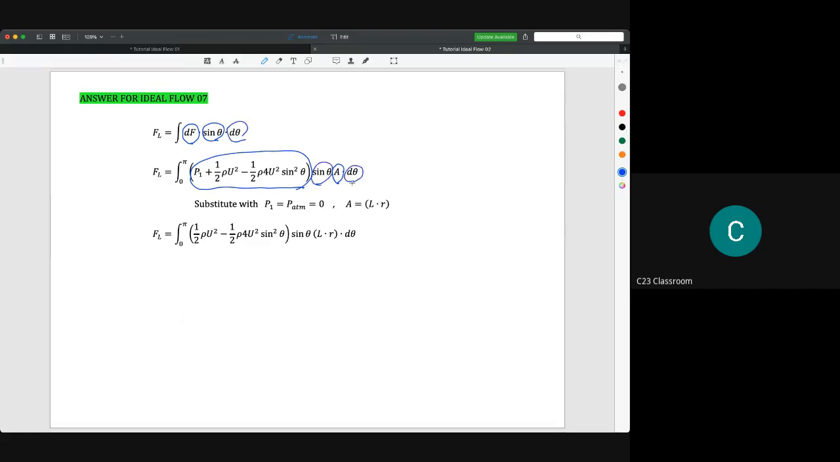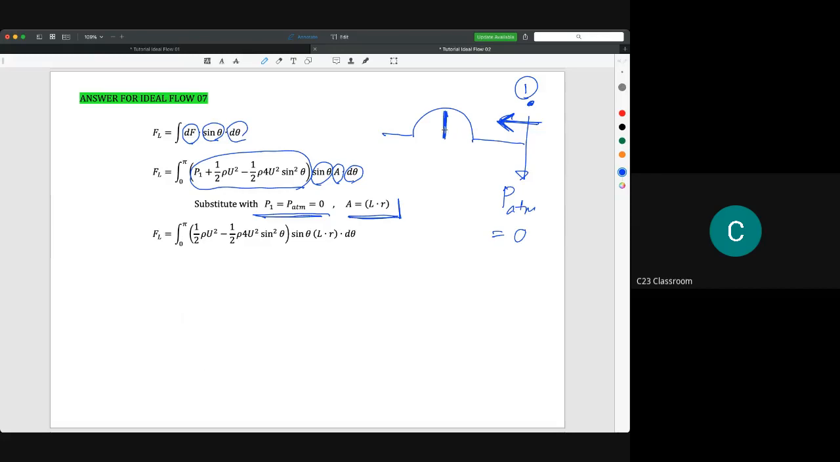In this situation, we could take P1 equal to P ATM, because let's say we have a hut here and a linear flow here. So here, point number 1, the pressure is P ATM, and we assume that P ATM here is equal to 0. And we take the value of A here as L times R. Why? Because we have a force, a velocity, and the area here, the projection area.